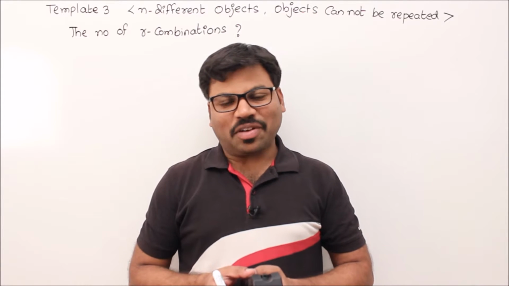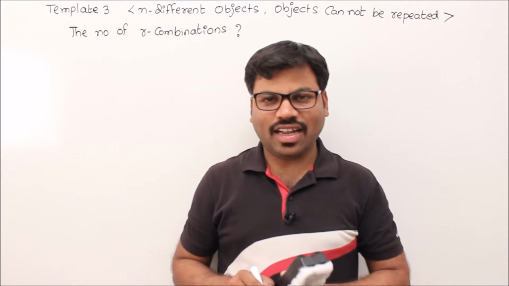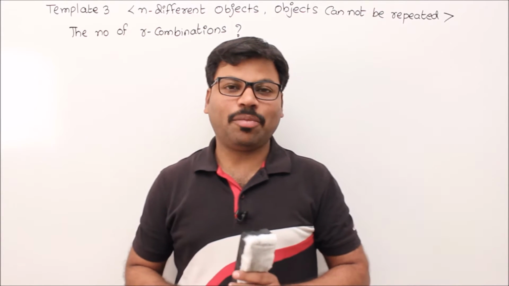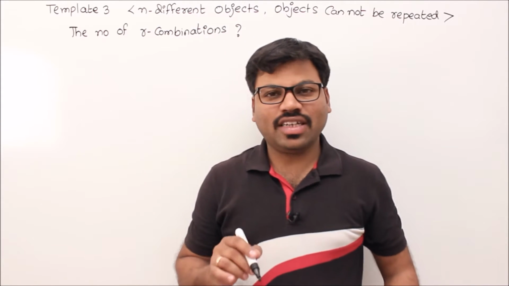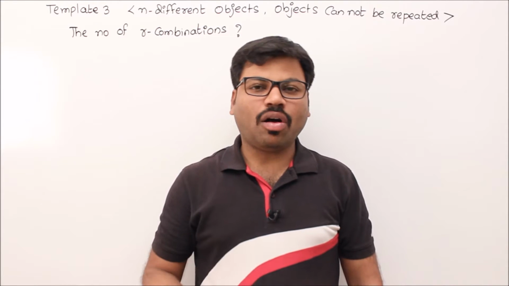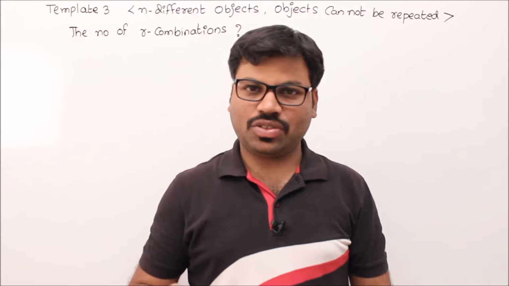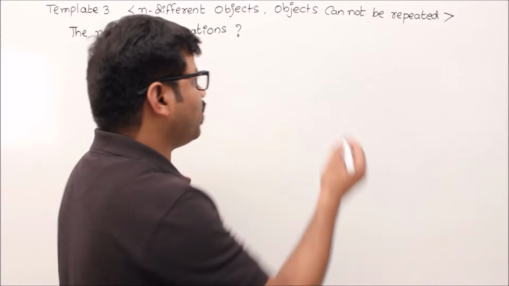Let's talk about R combinations. Before that, what's the difference between combination and permutation? Think about it. Combination is just selecting the objects, whereas permutation is taking the objects followed by ordering them. That's the difference between these two. I'll tell you with an example.